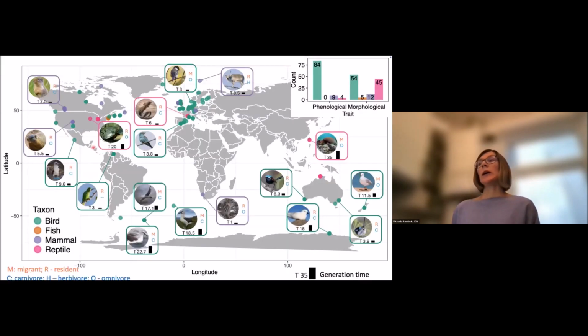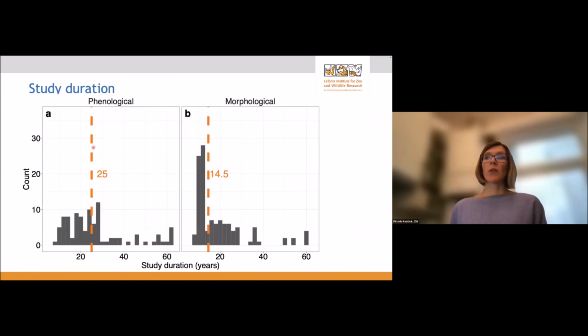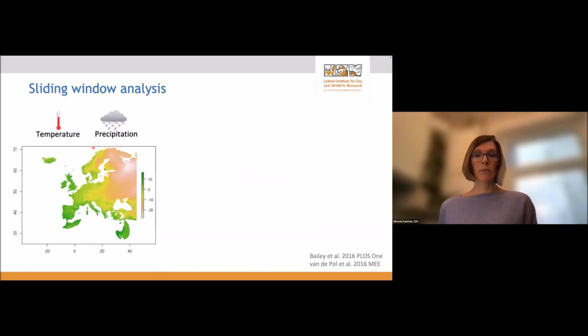This is the spread of our studies geographically. Unfortunately, as is the case with this kind of meta-analysis, we have a strong bias towards the Northern Hemisphere and towards birds. We are speaking of long-term studies, so the median duration of phenological studies is 25 years, and the median duration of morphological studies is 14.5 years.